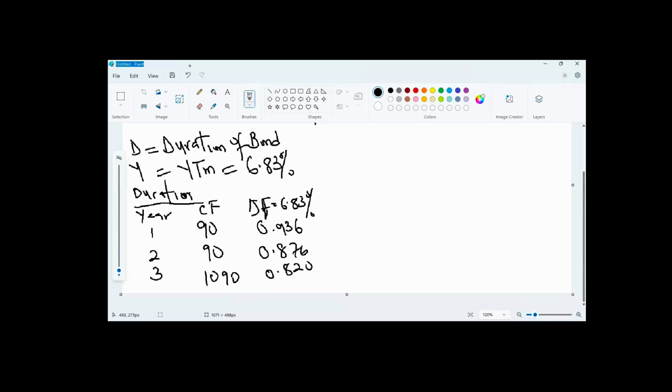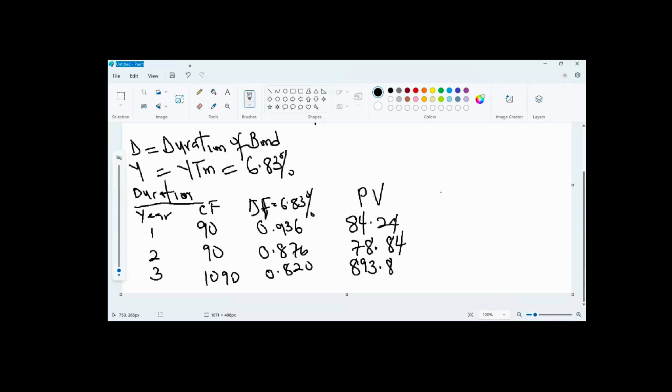Get the present value. 90 multiplied by 0.936 is 84.24. Next, 78.84. The last one, 893.8.